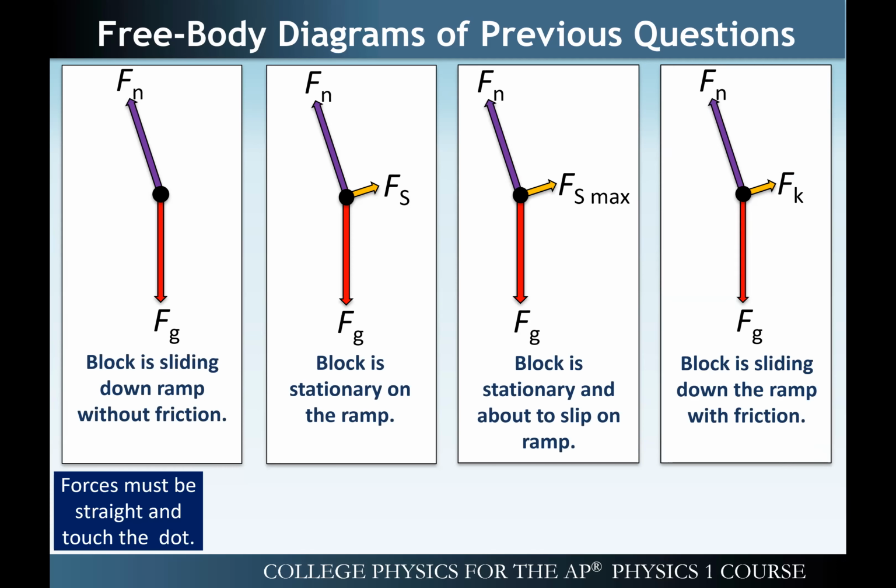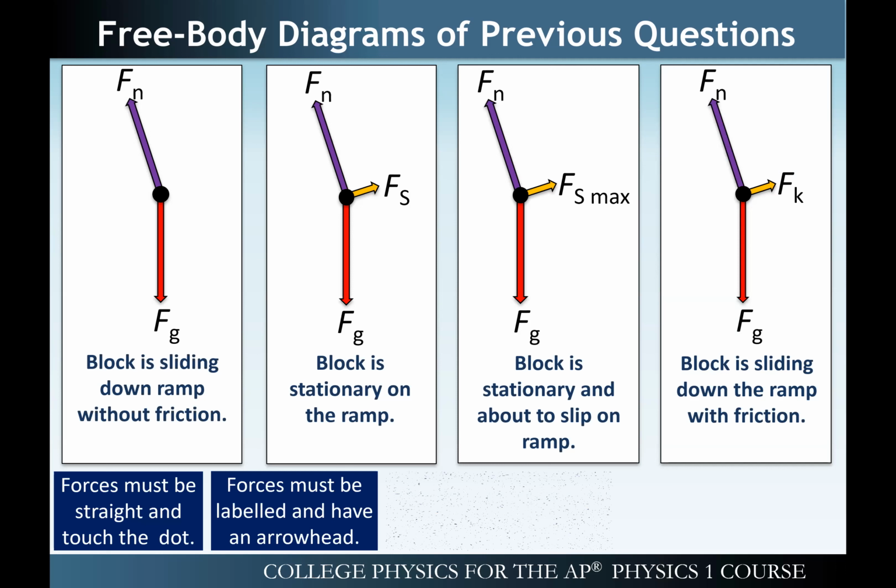When you draw your forces, they should be straight, not curved lines. They can be at angles, but they should be straight, not curvy. And they should all originate from that dot. You should label all of them, preferably somewhere near the arrowhead, so it's easy to see which one you're labeling, and with something that makes sense. It doesn't have to be exactly the same letters as another person, but they should be labeled clearly. If you're using non-standard labels or variables, then you probably want to make a little key to explain it.